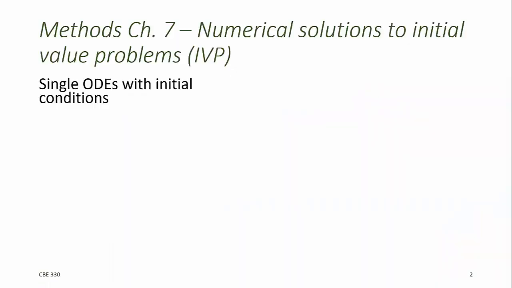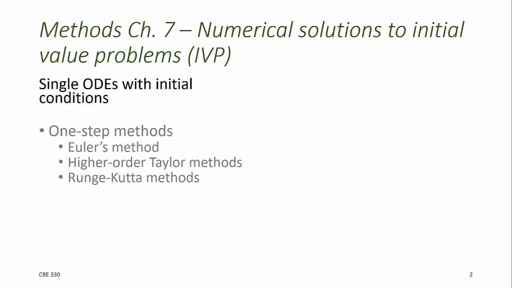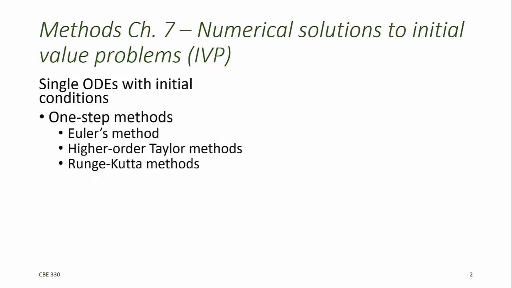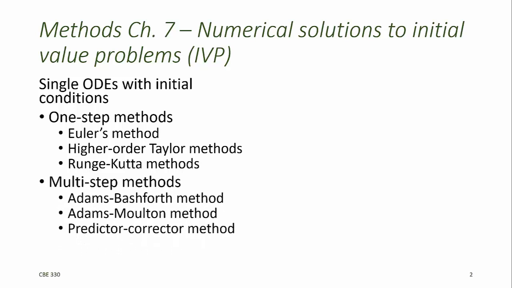problems. Initial value problems can be formulated as single ordinary differential equations with initial conditions. These can be solved using what we call one-step methods, and we will introduce Euler's method and higher-order Taylor methods. Euler's method is the simplest of the Taylor methods. We'll also introduce a class of methods called Runge-Kutta or RK methods. Next, we'll discuss what are called multi-step methods. These include the Adams-Bashforth and Adams-Moulton methods, and their combination can be used to develop predictor-corrector methods.